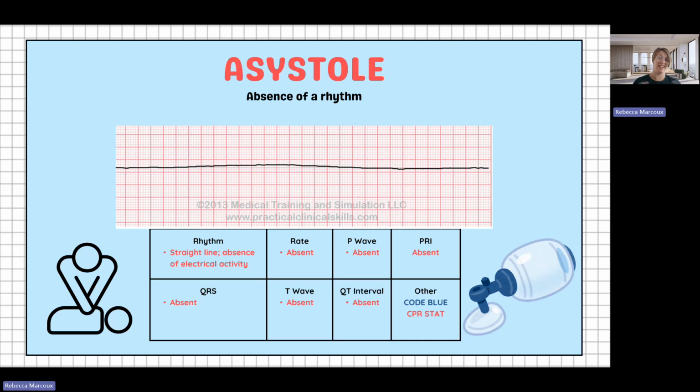So our first one is asystole. And this is really the absence of a rhythm, also called a flat line. So there's nothing here to measure. This is just an absence of electrical activity. This is a code blue. This is a CPR stat situation.